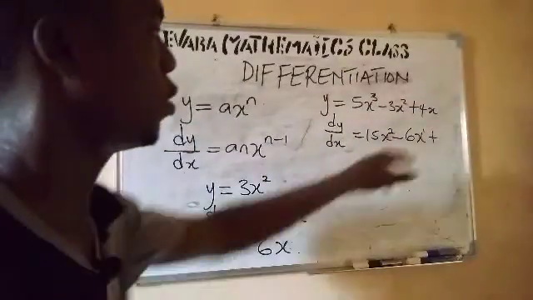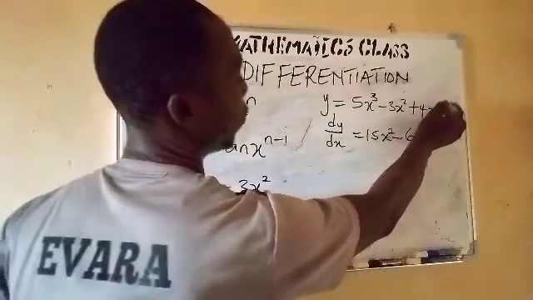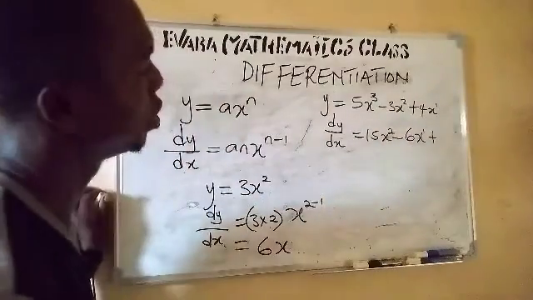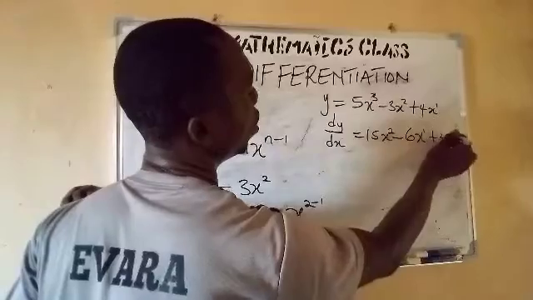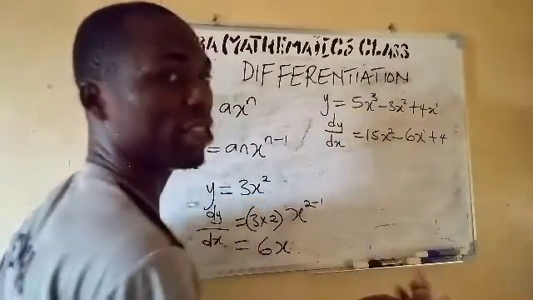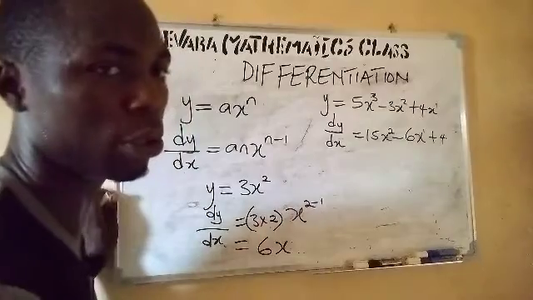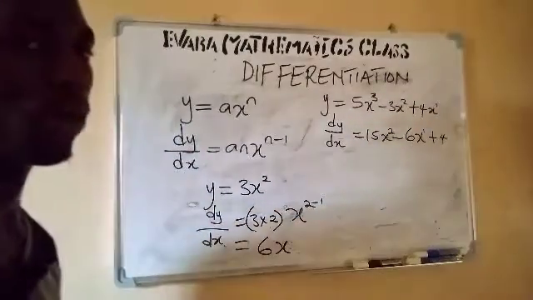Plus, this is 4x. This 4x is something as 4x raised to power 1. So if it is raised to power 1, that means 1 multiplied by 4 is 4. So by the time you take away 1 from this 1, it will remain 0. And of course, anything raised to power 0 is 1. So then we are left with only 4 there.